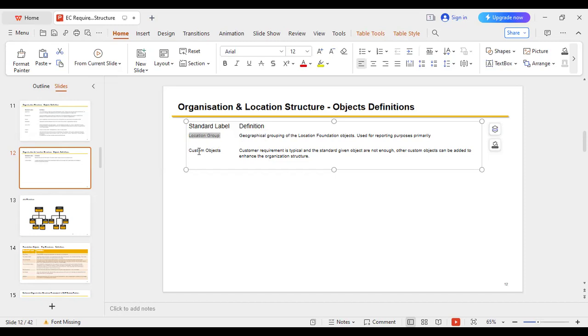Some custom objects we also make in the system. For example, they are looking for some sub departments. The departments come from the SAP side, but they want to make sub departments in the system also. For example, finance is a department, but they want to make finance manufacturing and finance retail, to segregate the departments. So we can make custom objects there.